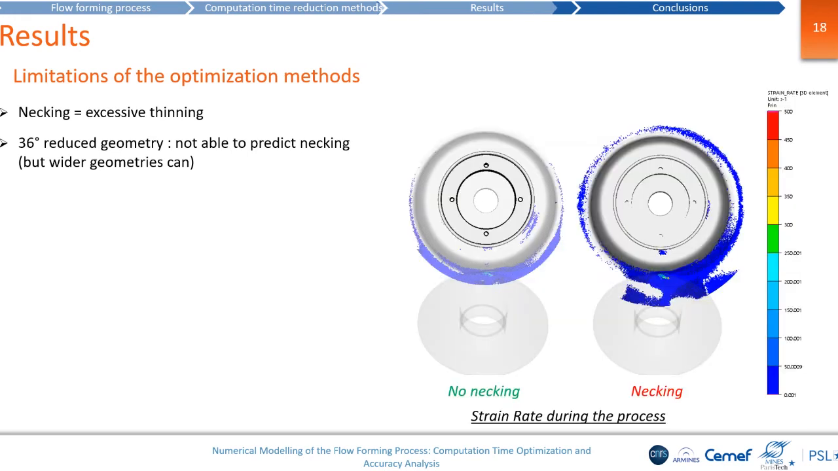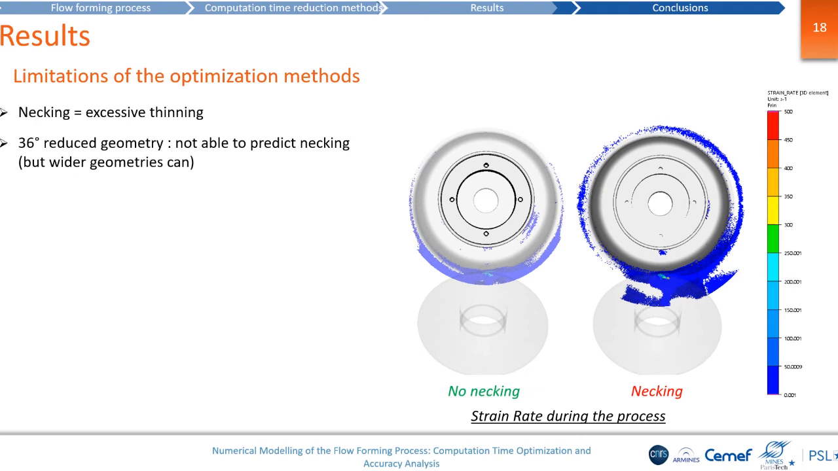So let's try to understand what is going on. We will compare here the strain rate in two configurations. The green one is the first configuration where no necking was observed, and the red one is the one where necking is observed. At a given time, we are plotting the value of the non-null strain rate during the process. What we can see is that with this configuration, we have a very local non-null strain rate, of small amplitude and symmetric with respect to the position of the roller.